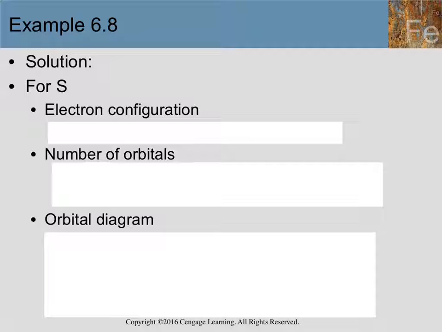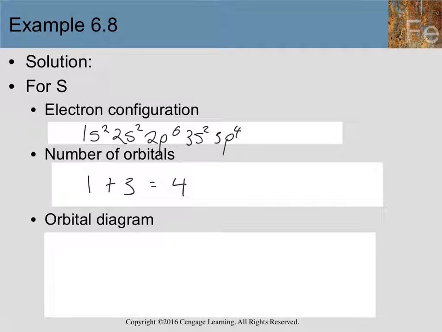If you look at the periodic table, the electron configuration for sulfur is going to be 1s2, 2s2, 2p6, 3s2, 3p4. The number of orbitals at the third level, so we're going to have one orbital for s, plus we're going to have 3 more orbitals for the p. So we're going to have a total of 4 orbitals.